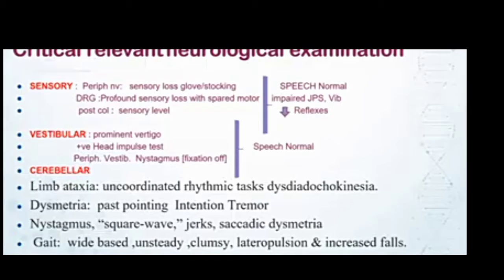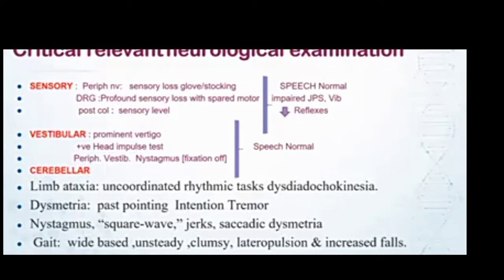Now, vestibular malfunctions are very prominent. Vertigo is there, along with a positive head impulse test, and there is a nystagmus which is of the vestibular type. That means it reduces with fixation. Here also the speech is normal. Unlike cerebellar ataxia, where the speech is grossly dysarthric with irregular cadence and volume, while the limb is dysmetric with dysdiadokinesia, past pointing, and tremor which is intention tremor type. There is a prominent nystagmus, usually with square wave jerks and other dysmetric subparts.